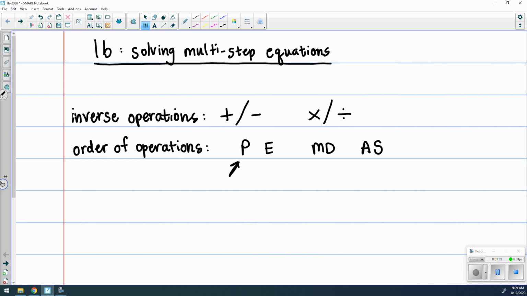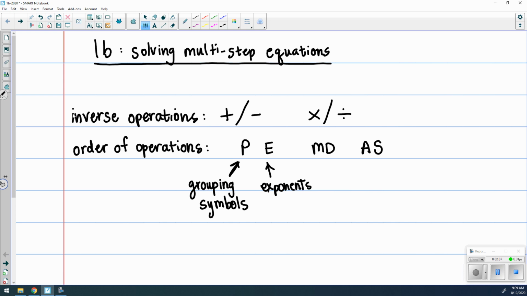What does the P stand for? The P stands for grouping symbols. Whatever is in parentheses or brackets or curly braces, you have to do first. Grouping symbols. Then, if there are any exponents, you have to work with the exponents next. Exponents. Of course, if you have an exponent inside your grouping symbol, do that first.